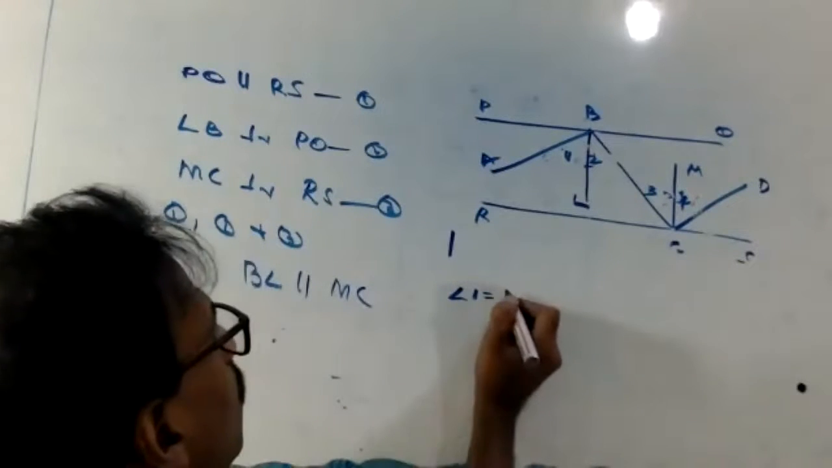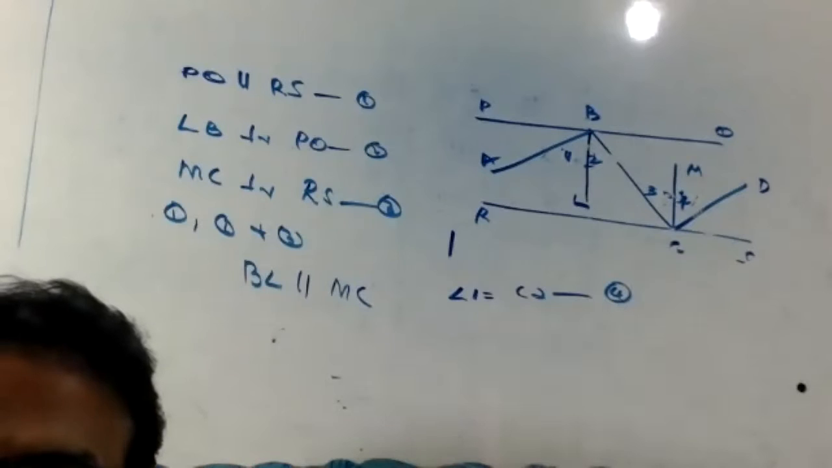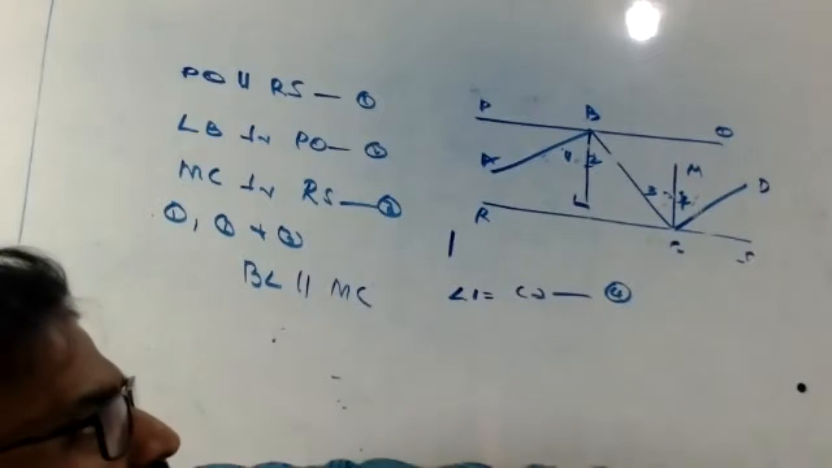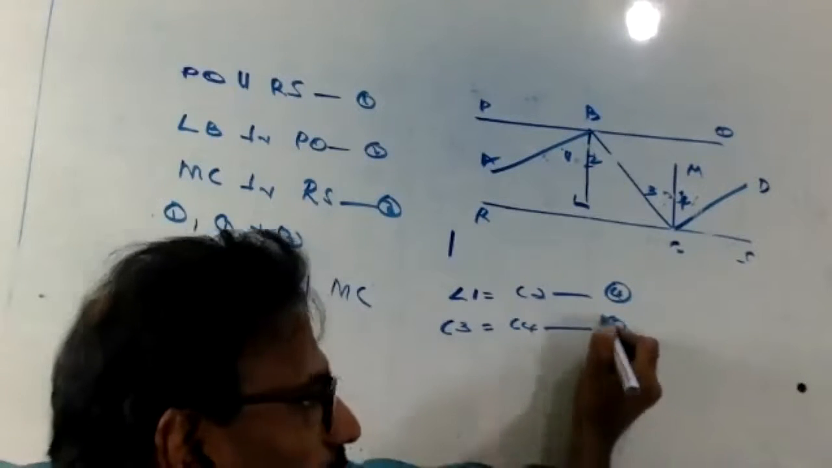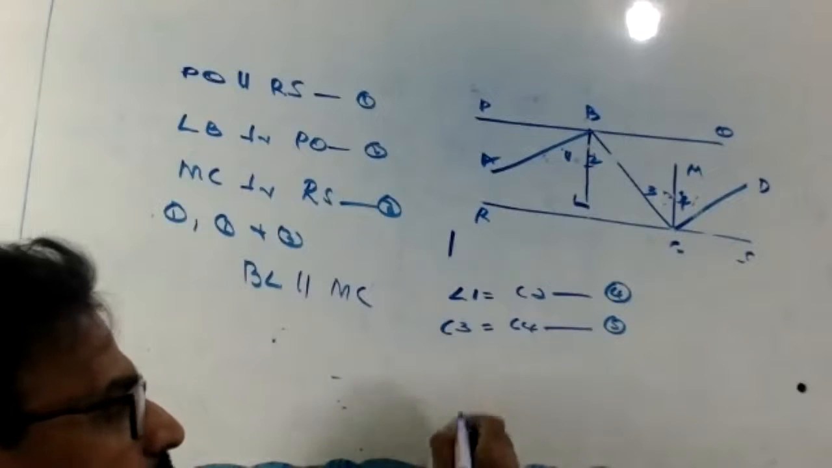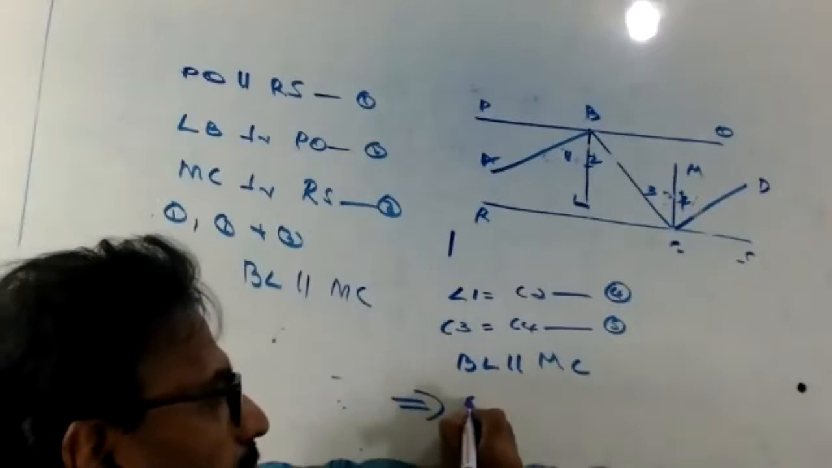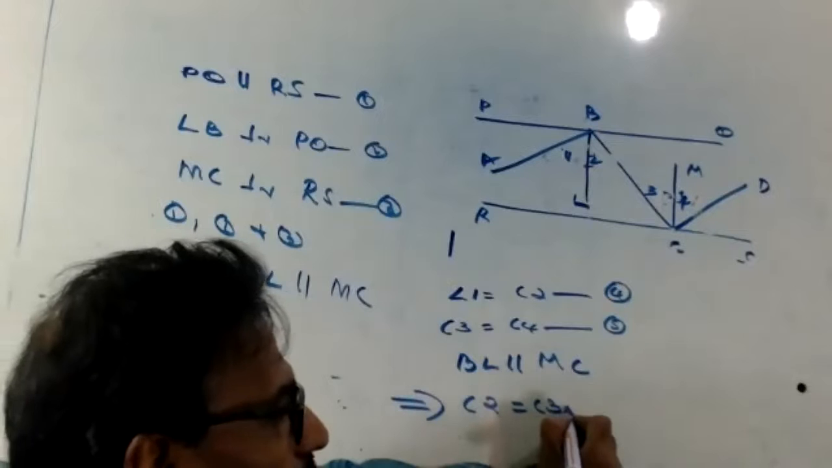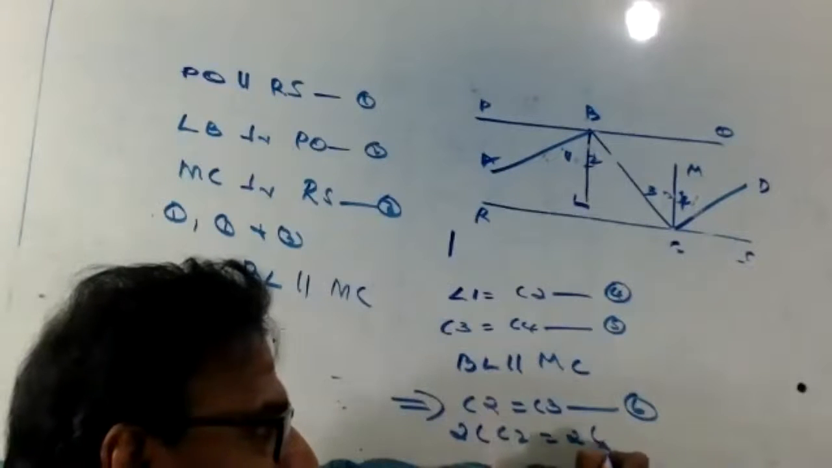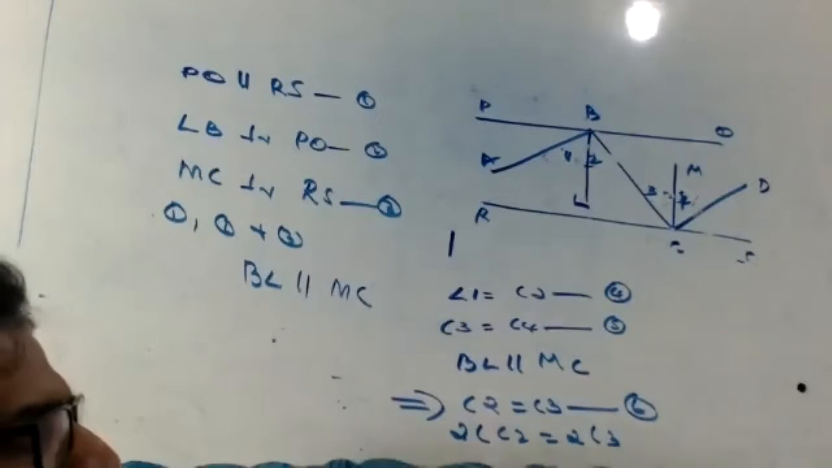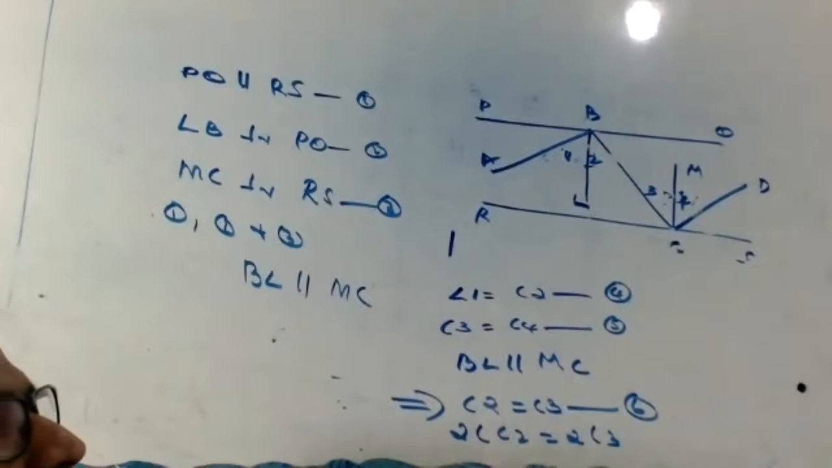Angle 1 equal to angle 2, number 4. Angle of incidence equal to angle of reflection. Angle 3 equal to angle 4, again angle of incidence equal to angle of reflection. Then BL parallel to MC. Therefore, angle 2 equal to angle 3, number 6. Then 2 times angle 2 equal to 2 times angle 3. That means angle ABC equal to angle BCD. Finish.